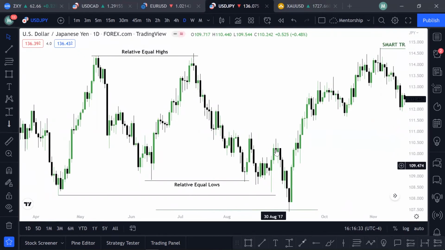In here, I don't see a swing point. I don't see a swing high in here. So I won't trust price closing above a swing high, but I will trust the relative equal swing points.